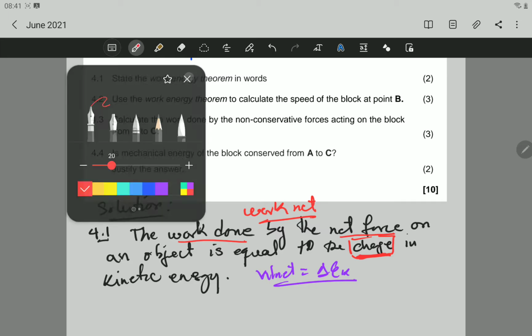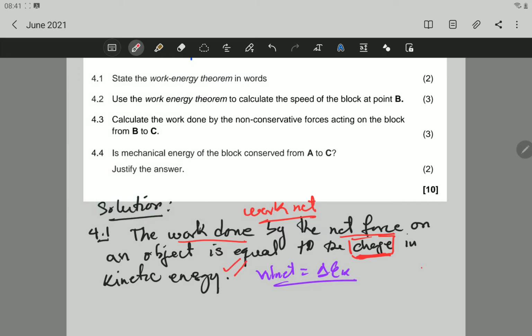Let's just write the marking. There are 2 marks for that one. Now, important to know again, work done by the net force. If you don't write the net force or you don't write the net work, you don't get the mark.